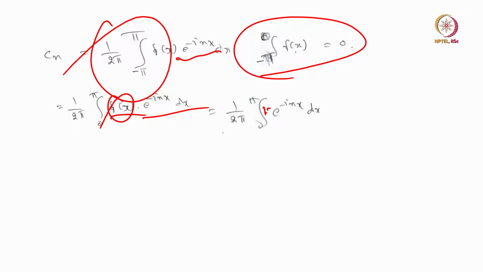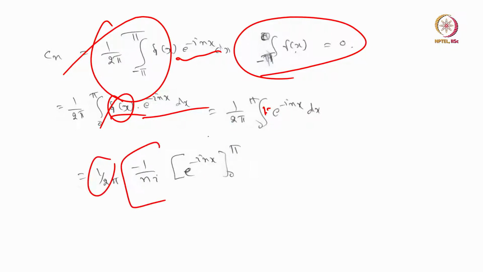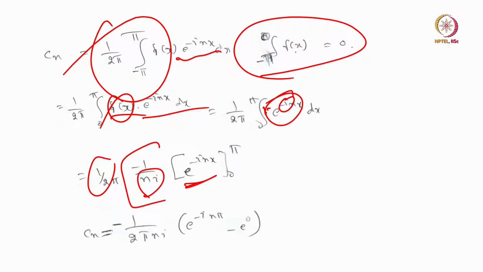So, this turns out to be 1 over 2 pi into the integral from 0 to pi of 1 into e to the power of minus inx dx, which is nothing but 1 over 2 pi into minus 1 over ni into e to the power of minus inx. This is what I did, integration of this function. Now, this limit is from 0 to pi, substitute this limit. Minus ni, you know that if this comes in the denominator, it is minus 1 over ni into e to the power of minus inx. This is the simple integral form for this exponential function. So, substitute the limits.